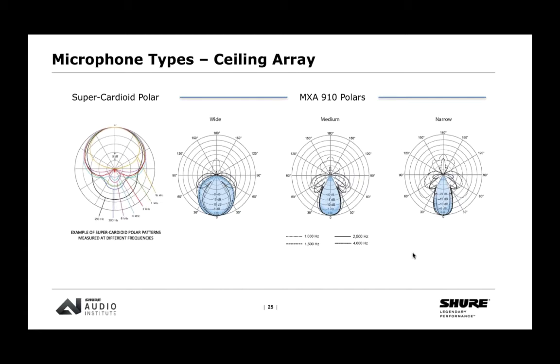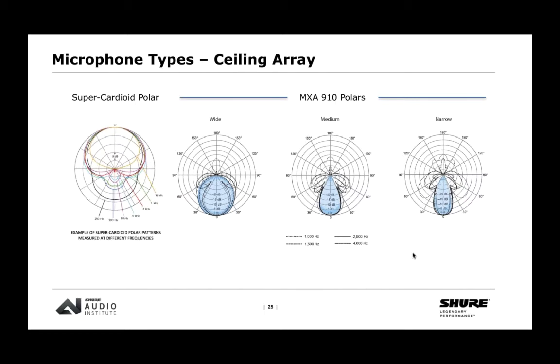And in particular, for voice lift, you would probably be most interested in the medium and the narrow settings to get maximum gain before feedback. And you can see how much more narrow those polar responses are over a hardware-based microphone like a supercardioid. And that's where the magic and the additional gain is coming in.